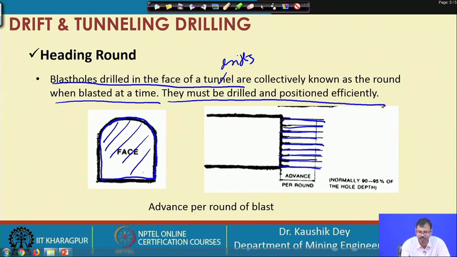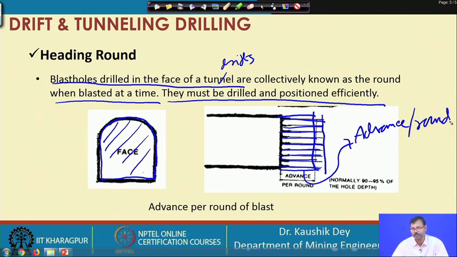Our objective is to achieve the excavation. Say we have drilled up to this and we are able to get a fresh excavation up to this portion. This portion remains unbroken rock. So, this is called advance per round. In that particular blast round we have achieved an advance of this. Often this may go to 90 to 95% for a good blast. It may achieve much less, 0.5 to 0.6 times of the drilled length, for a poor blast.